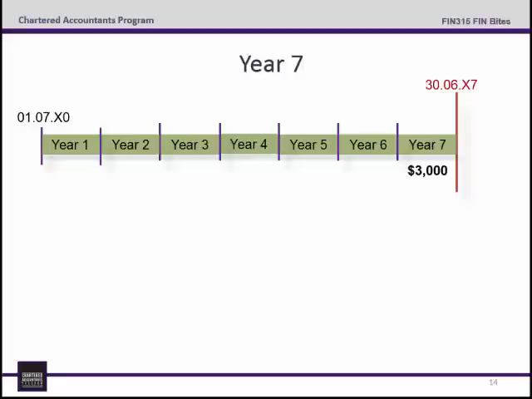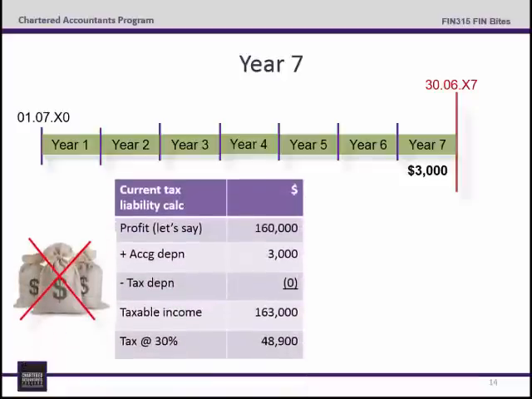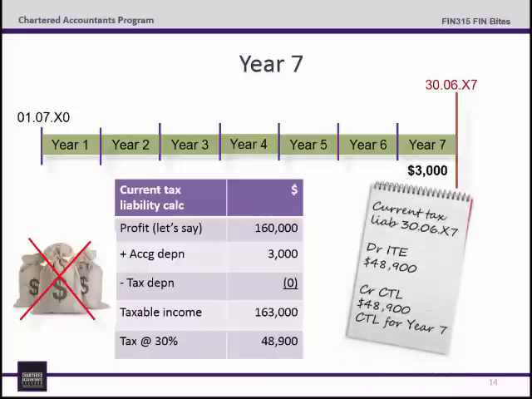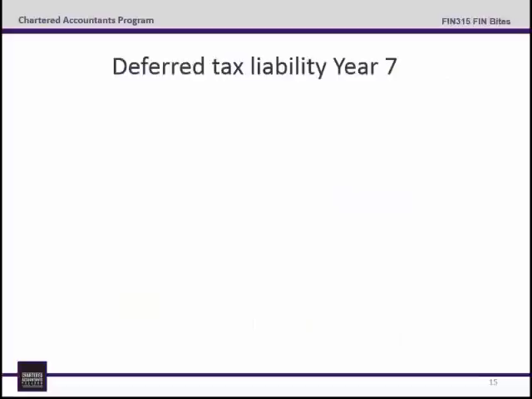Okay, I'm now going to jump the gun and say, let's have a look at what happens in year 7. Remember, year 7 is the last year of the machine's useful life for accounting purposes. My current tax liability calc, again, an assumed profit of $160,000, add back that $3,000 in accounting depreciation expense. Tax deductions, well, they're long gone, so my taxable income is $163,000. I've got a current tax liability of $48,900. Debit income tax expense, credit current tax liability, $48,900 being our current tax liability for year 7.